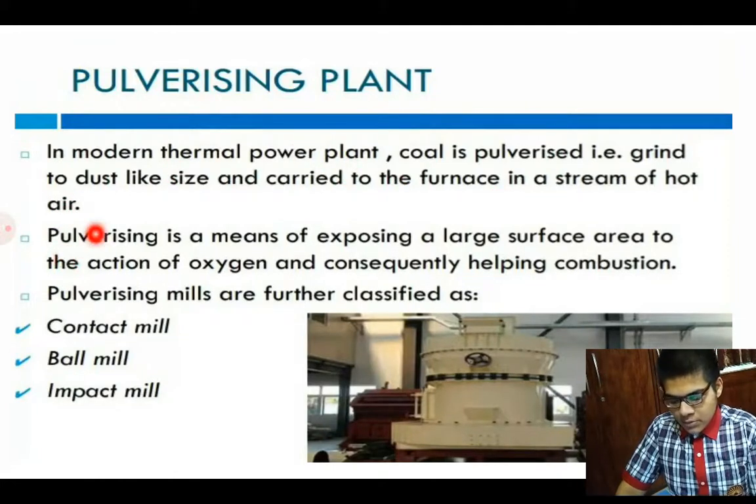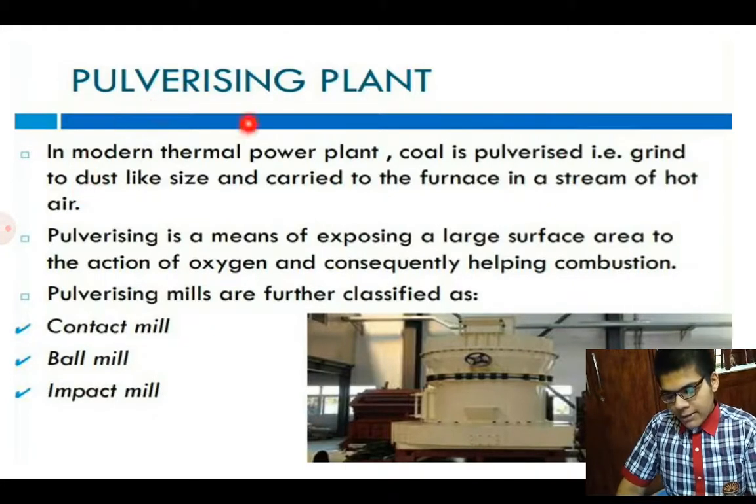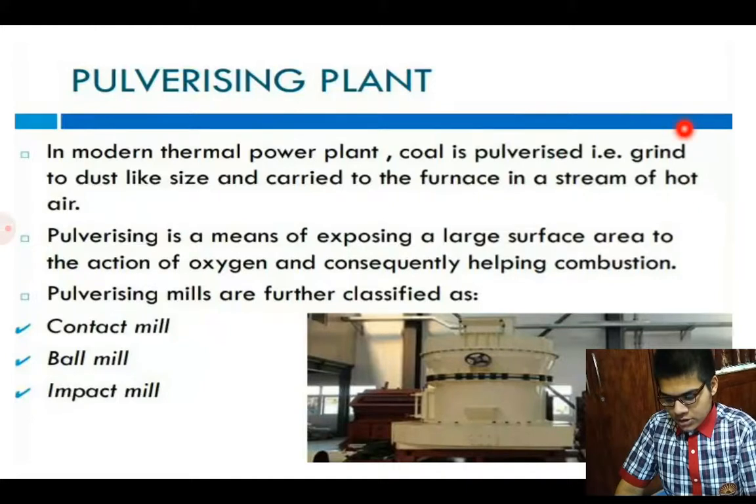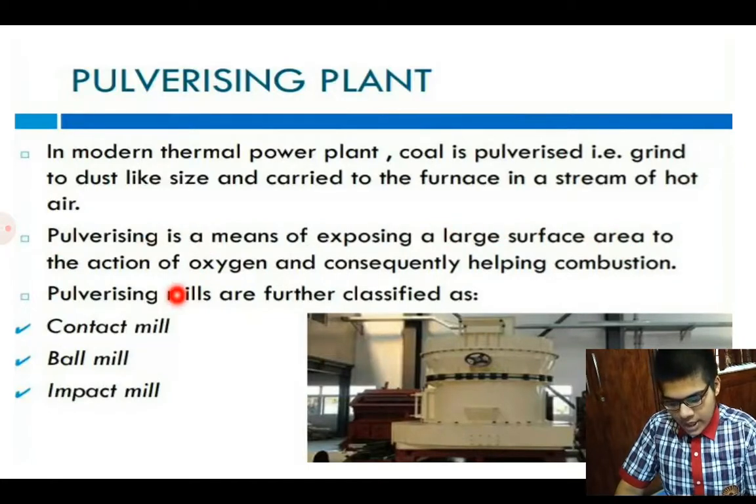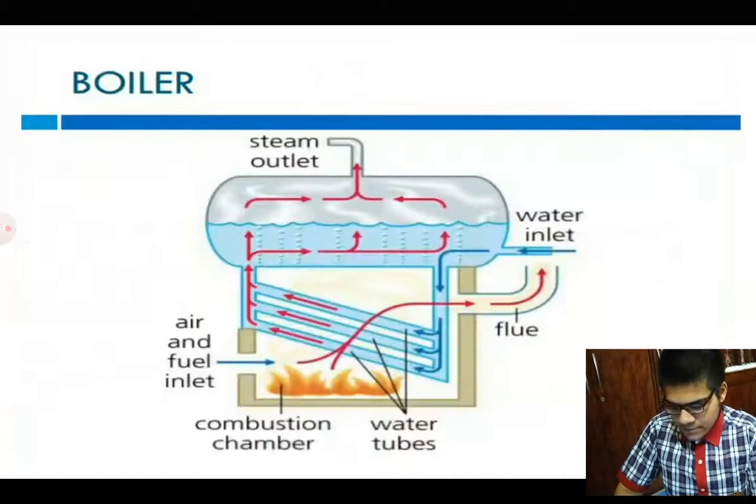Pulverizing is a process where the coal is crushed into fine powder so that the combustion is complete. Pulverizing means exposing a large surface area to the action of oxygen and consequently helping combustion. Pulverizing mills are further classified as contact mill, ball mill, and impact mill. Let's go to the next page.